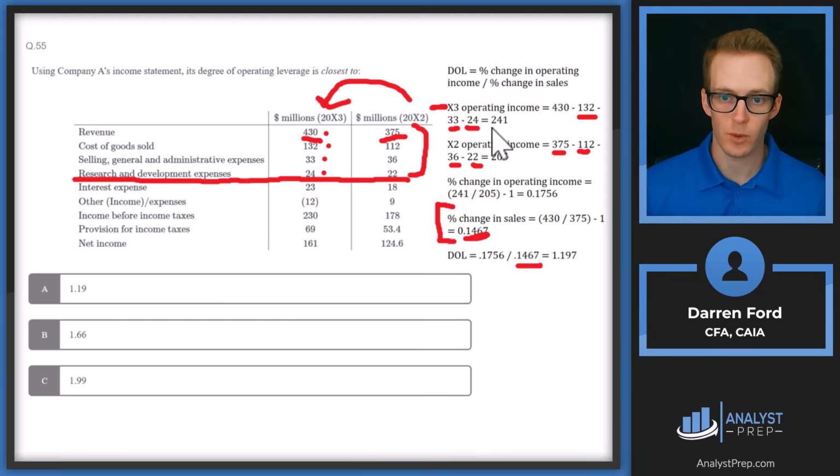So then we're going to take this 241 divided by 205, subtract that out, and that gives us our percent change in operating income, which is about 17.5%. And that's going to plug into this formula down here. We divide that by our change in sales, gives us 1.197, which will be closest to answer A. If we rounded this, it would be 1.2 technically. However, we probably just rounded somewhere differently along the way, and this is close enough to be comfortable with it.